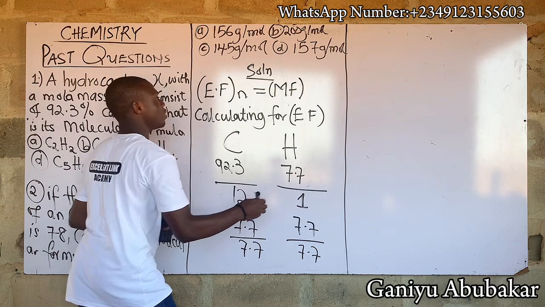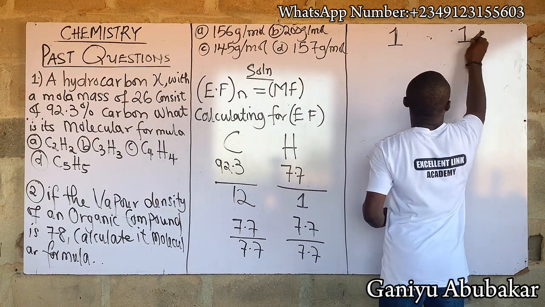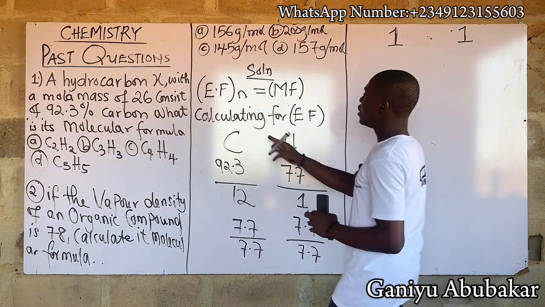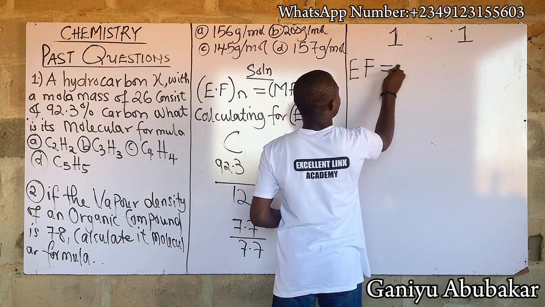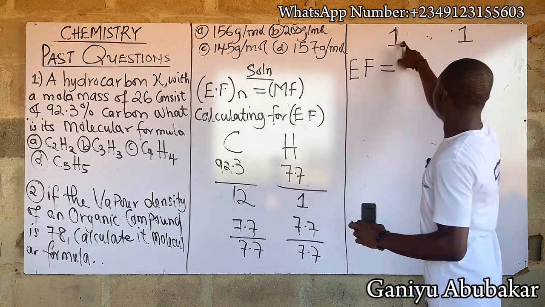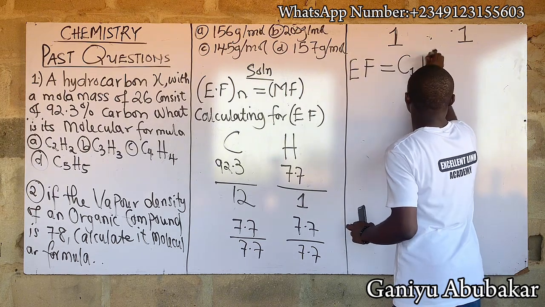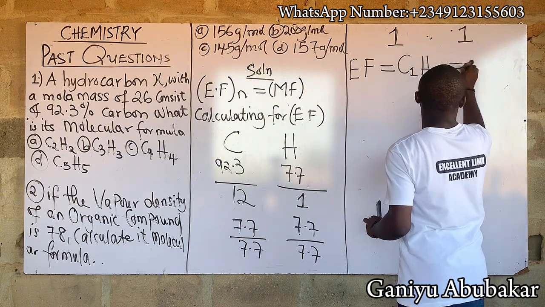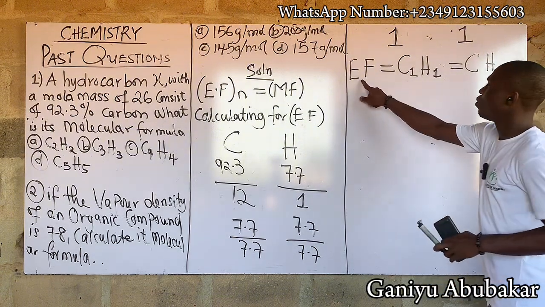7.7. This will give 1, so I'll have a 1 concept. What does it mean now? It means that the empirical formula is equal to carbon is 1, so that's C1, hydrogen is 1, H1. This will give CH. That's all. So my empirical formula now is CH.